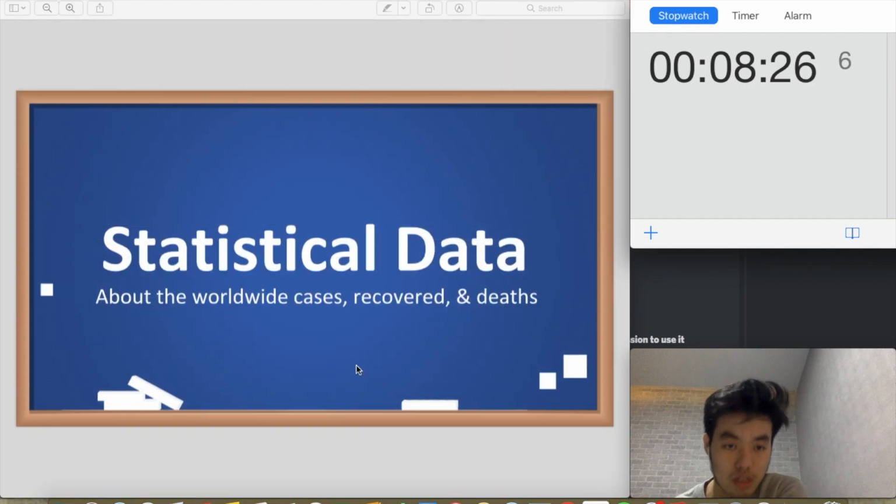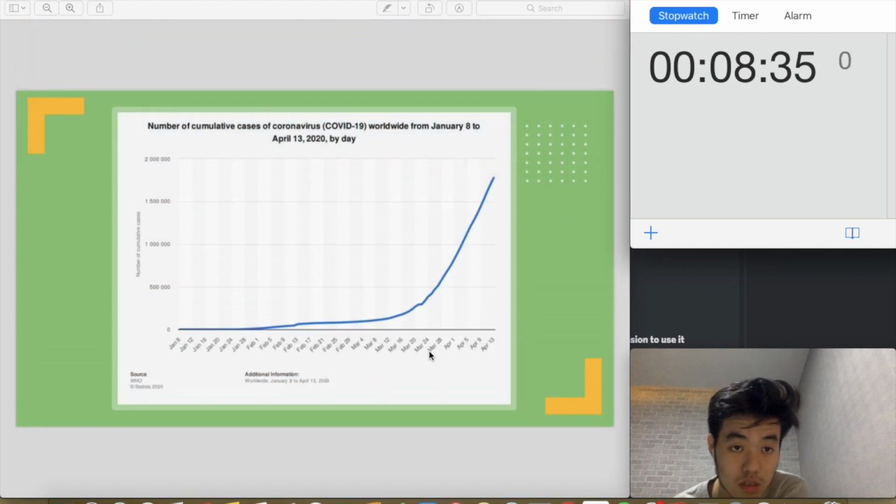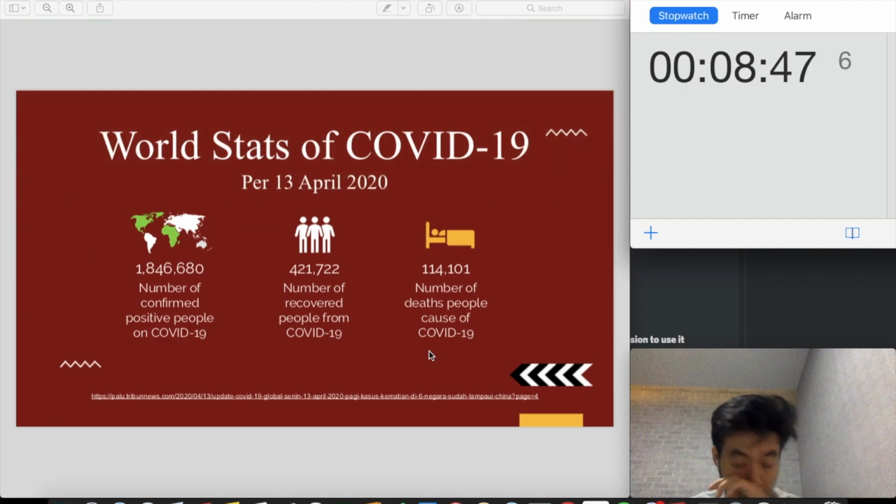We are going to the statistical data, which explains the worldwide cases, recovered, and deaths. These are the number of cumulative cases of COVID-19 worldwide from 8 January to April 13, 2020. And this is the world stats of COVID-19 per 13 April.